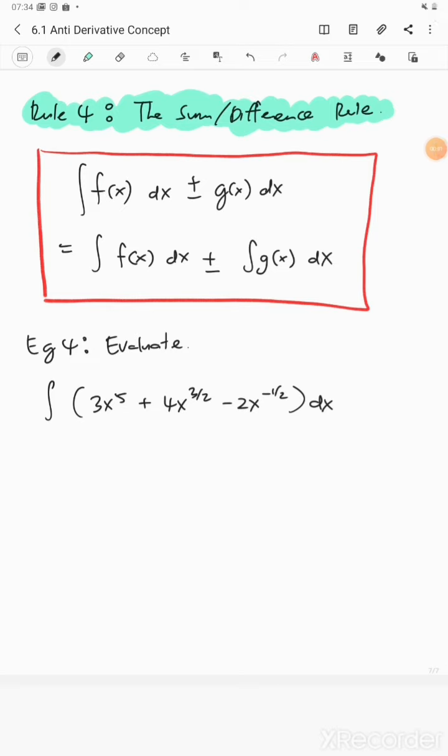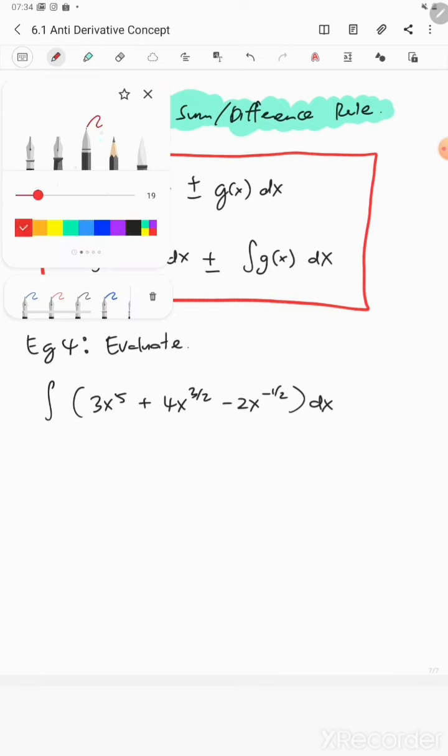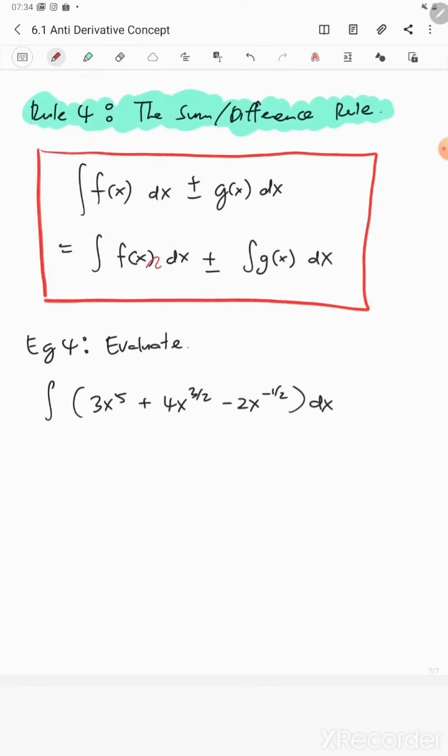Rule number 4, the sum or difference rule. We have here the integral of f(x) dx plus or minus g(x) dx. To solve this, you have to integrate one by one here. You can see that here we integrate f(x) dx plus or minus and then integrate g(x) dx. Let's say we have more than one term, you have to integrate one by one.